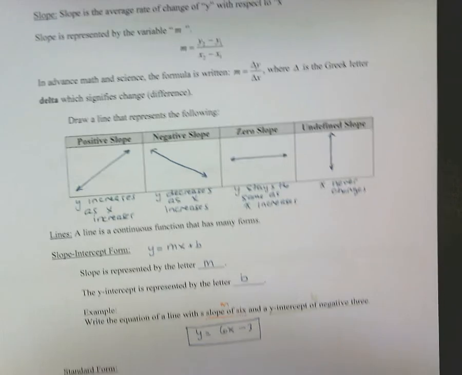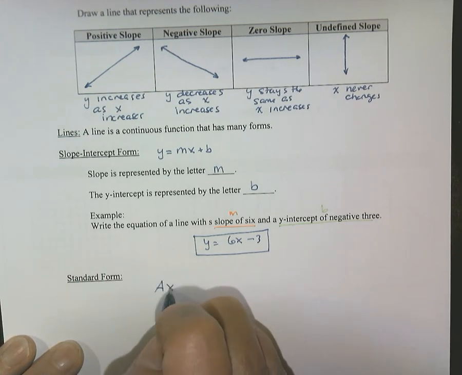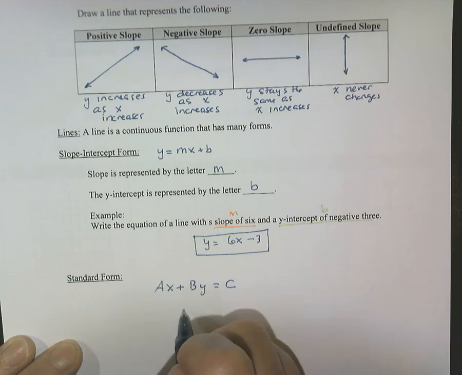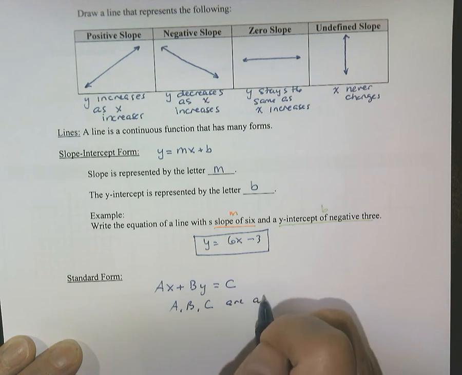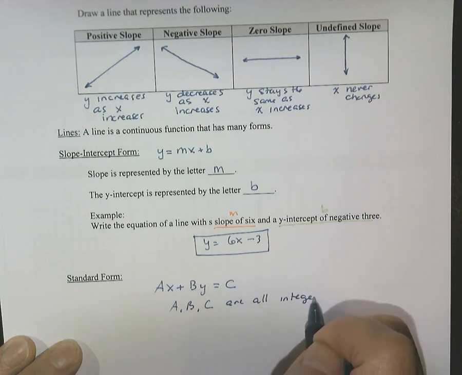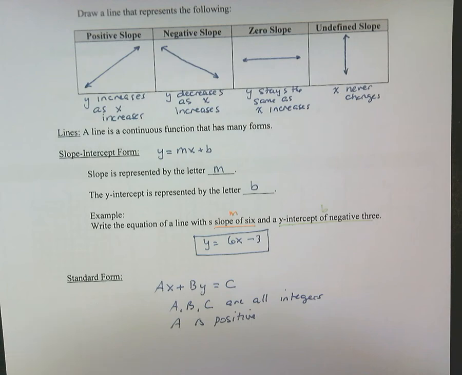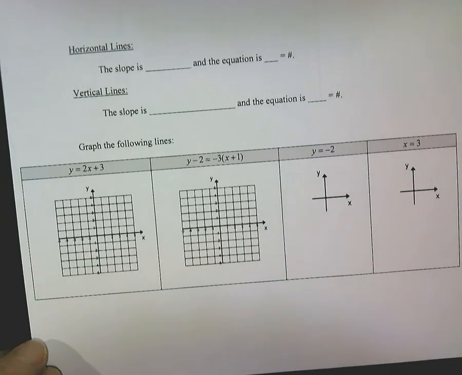Standard form is not used as often as the others, but it has its purposes. You'll see a few of these problems here. But standard form is usually written ax plus by equals c. It's also called intercept form. So what's important about a, b, and c is they are all integers. There are no fractions. And a is going to be positive. I don't use standard form that often, but I want to make sure that you got to see it.